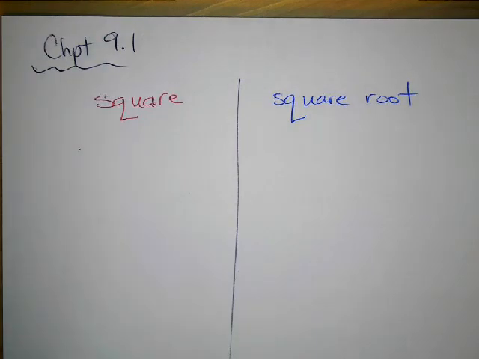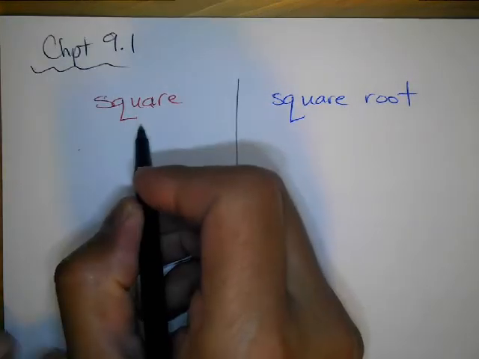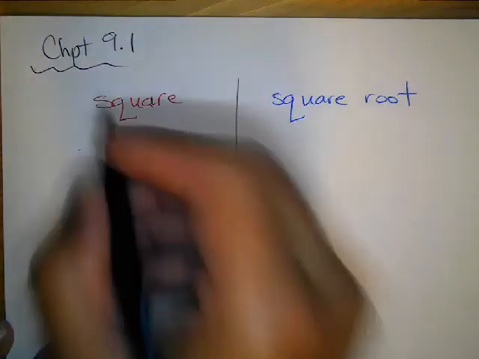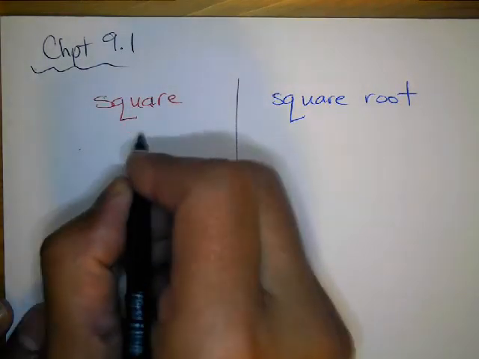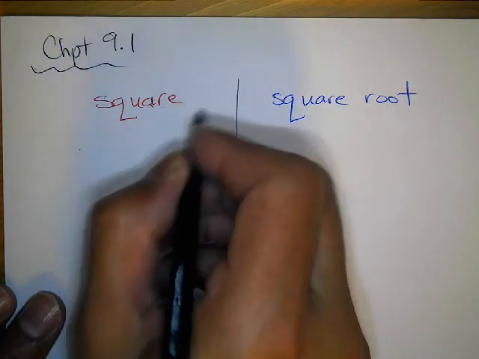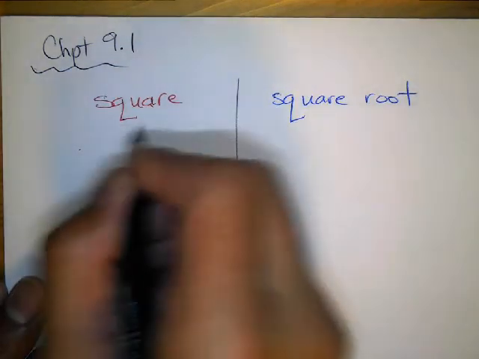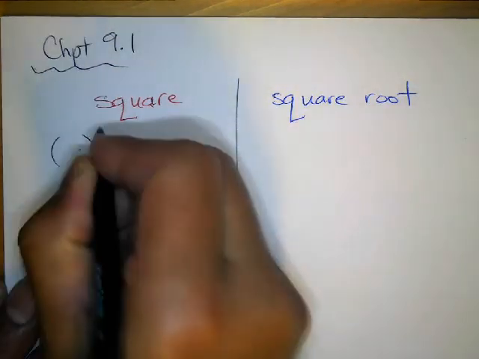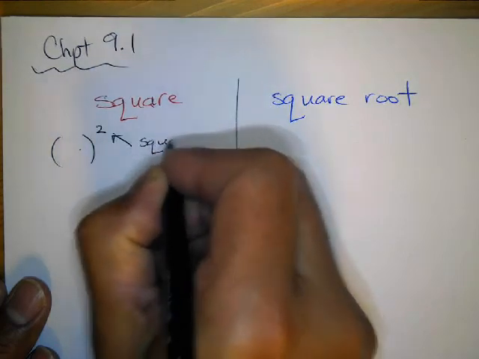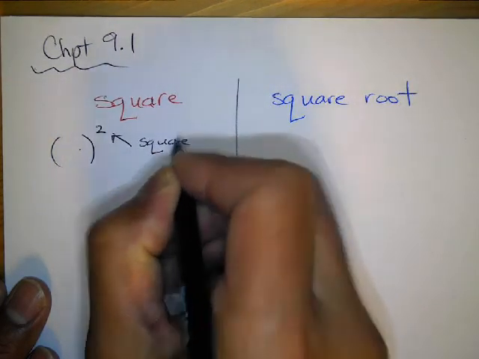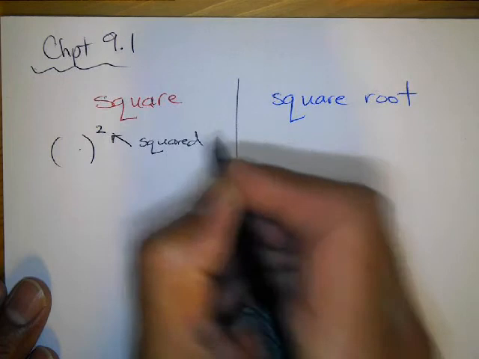Now when we talk about this word square, again, not the shape, we're talking about squared, where it's some number to the power of 2. Some people say square, some people say squared.